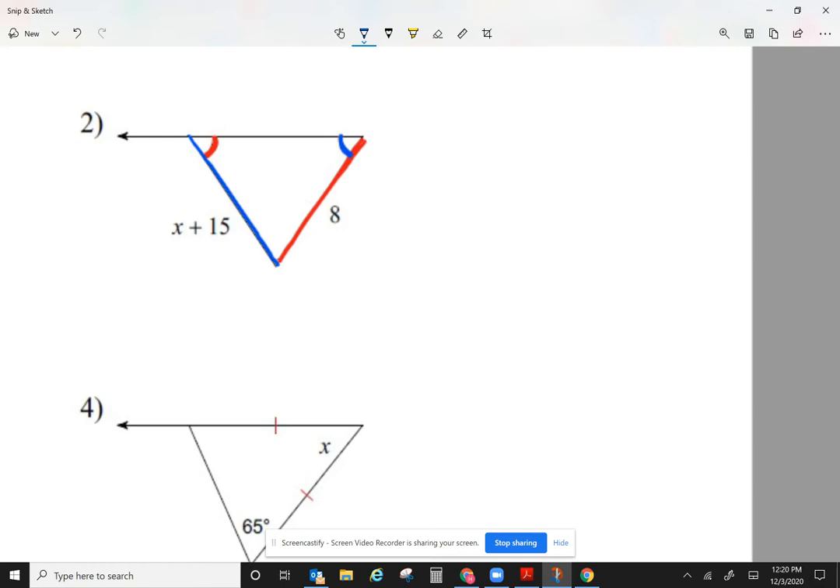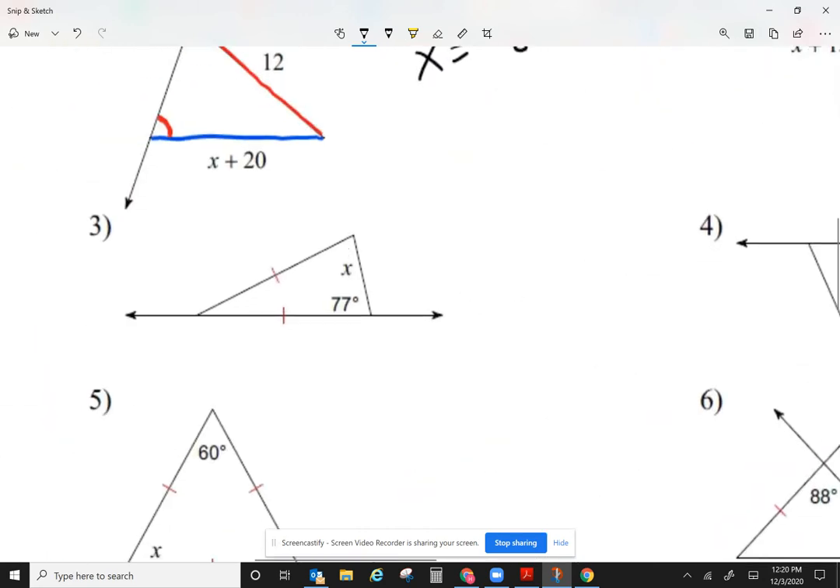Now, those two angles are equal. Remember, I marked them the same way. So those two angles are equal. That means those two sides must be equal as well. X plus 15 is equal to 8. To solve for x, let me subtract 15 on each side. So I'm going to have that x equals negative 7.